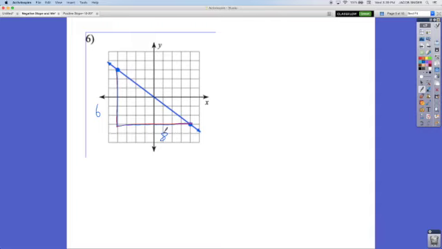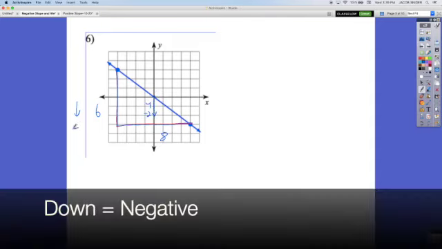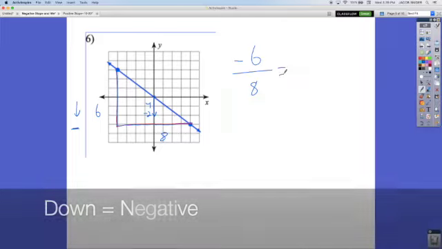But remember, I went down. So just like in my coordinate graph, if I start at the origin and I go down, I know those numbers are negative. -1, -2. So if I go down, it's going to make it negative. And then over to the right, 8. I can simplify this one.